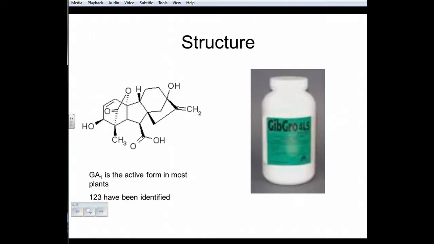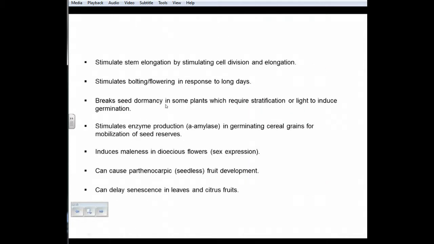GA1 is what we find in plants, GA3 is what we spray on plants. Some things that it does that are really interesting: stem elongation by both cell division and by elongation. Bolting, in other words, if you've got a biennial crop, you spray GA on it and it grows up and produces flowers the first year, so that's good if you're a seed producer.